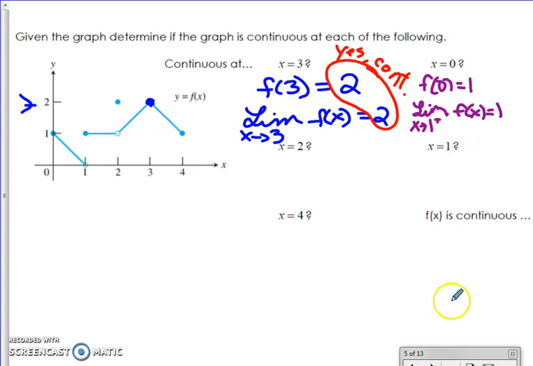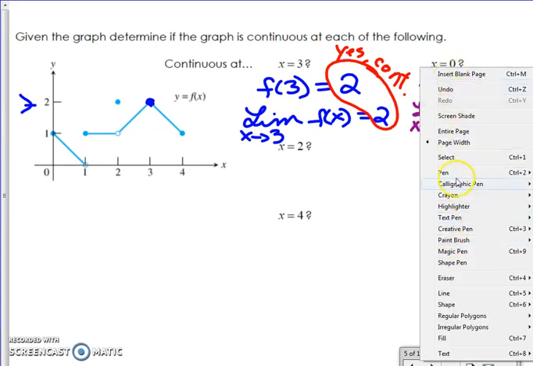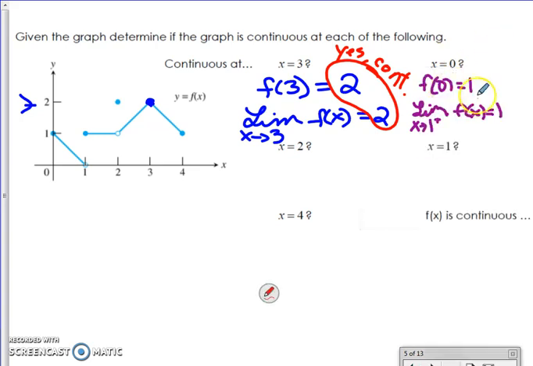And so yes, this one is continuous. Notice that when you evaluate, and the limit exists, and those are the same, so we would say yes, this one is continuous there. All right, take a minute and see if you can come up with if the rest are continuous or not.